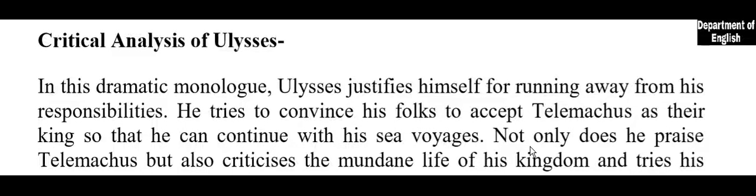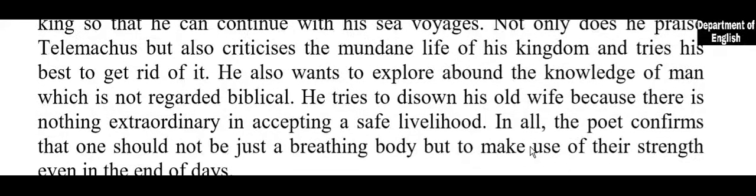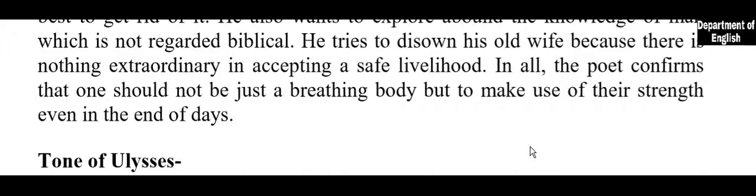Critical analysis of Ulysses. In this dramatic monologue, Ulysses justifies himself for running away from his responsibilities. He tries to convince his folks to accept Telemachus as their king so that he can continue with his sea voyages. Not only does he praise Telemachus but also criticizes the mundane life of his kingdom and tries his best to get rid of it. He also wants to explore beyond the knowledge of man, which is not regarded as biblical. He tries to disown his old wife because there is nothing extraordinary in accepting a safe livelihood. In all, the poet confirms that one should not be just a breathing body but should make use of their strength even in the end of days.